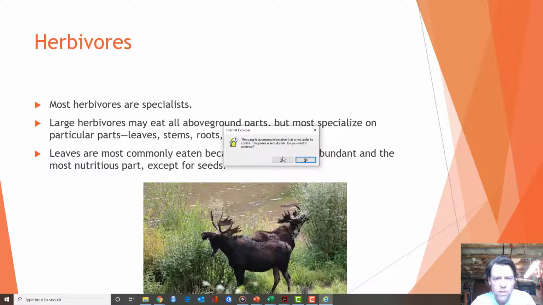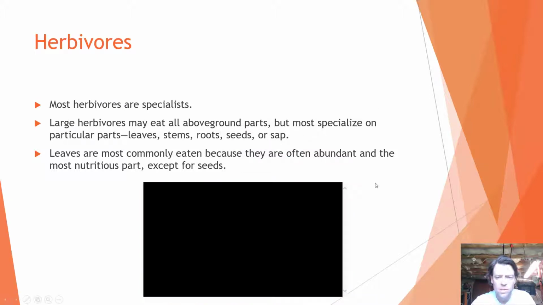Let's see here. Yes. See if this will load. I always have trouble with these things loading in my PowerPoints.